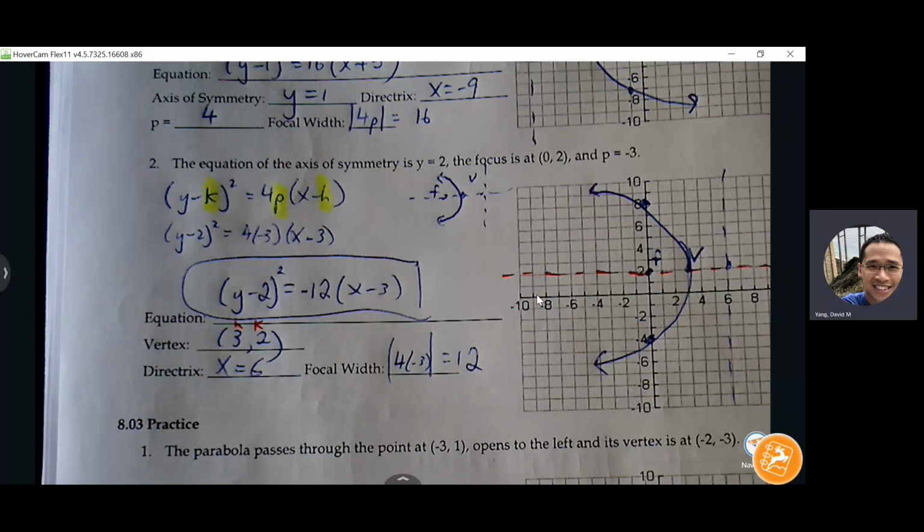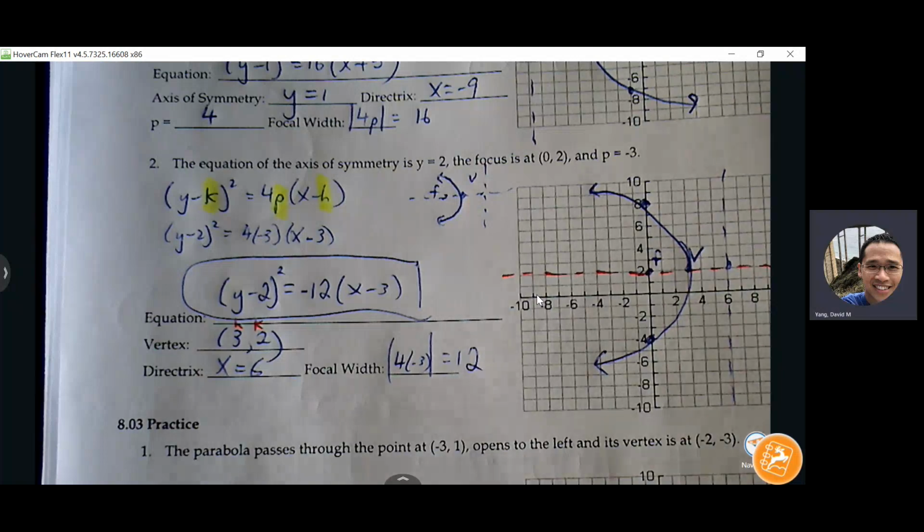So these aren't too bad, right? But there is one more type of problem that is a little bit more involved. We'll get to it with number 1 under 8.03 practice, but I'll make sure you guys are comfortable with what we've done so far. Are we okay?